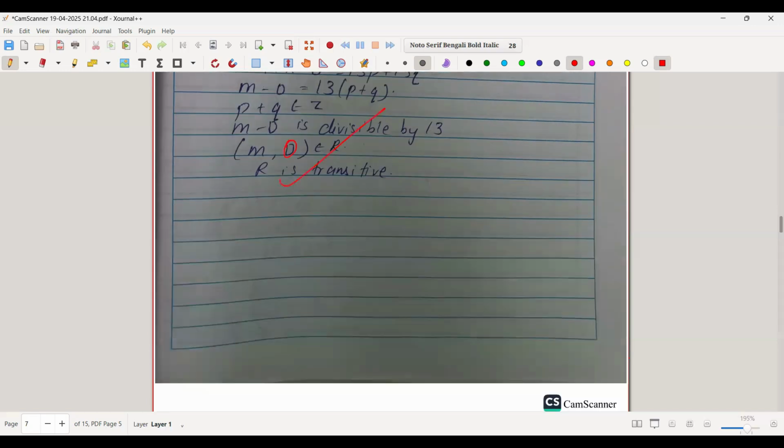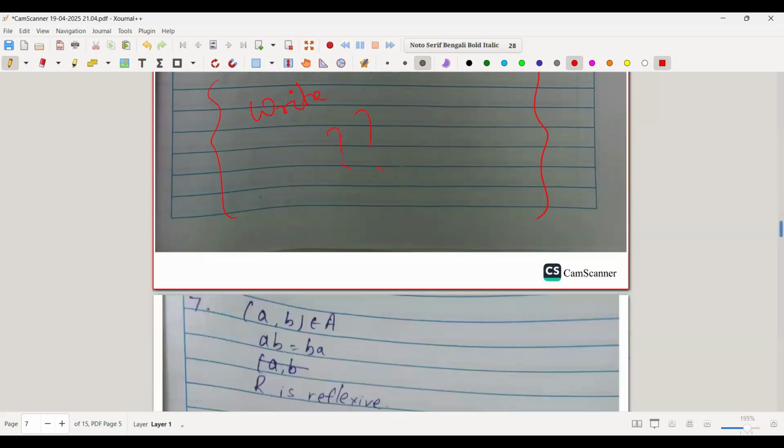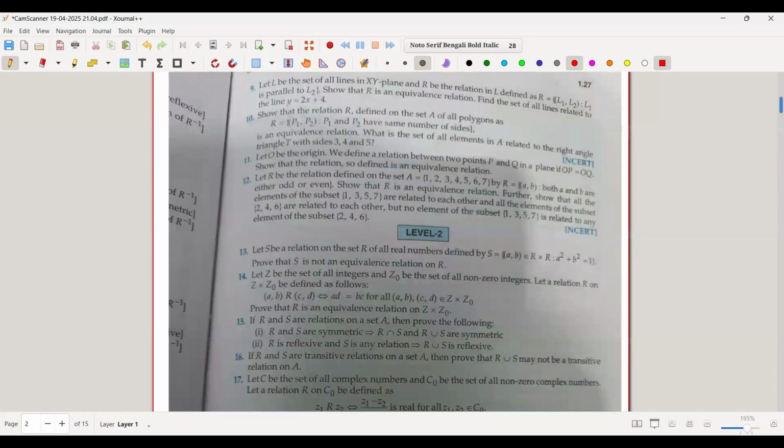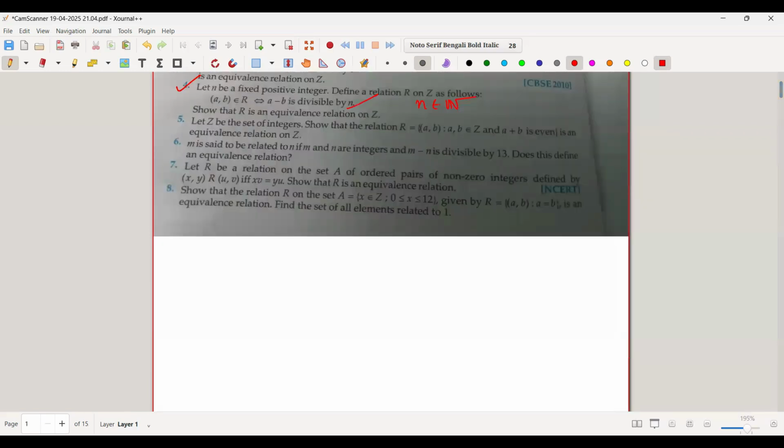Again you have to write, question 7. Let R be a relation on the set of ordered pairs of non-zero integers defined by (x, y) R (u, v) if and only if xv equals yu. Okay, so show that R is an equivalence relation.